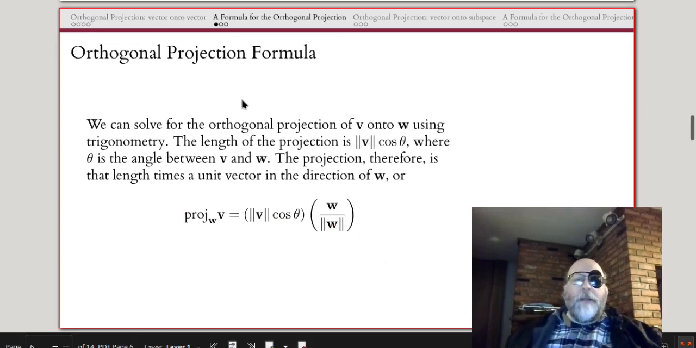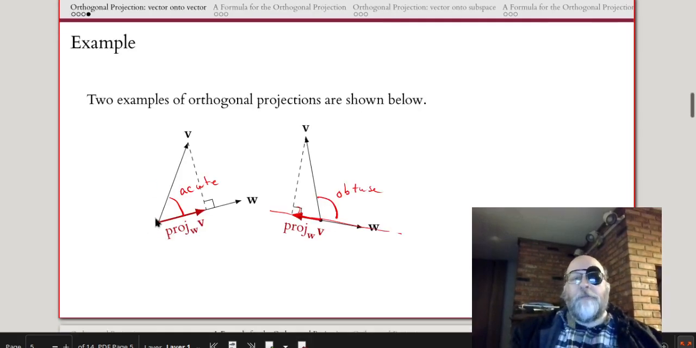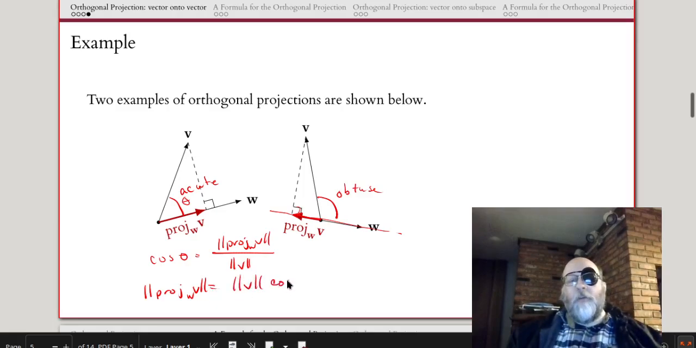And as I was saying, we can solve for this orthogonal projection using trig. So I'm going to go back to this previous example here, and I'm going to draw some stuff on here. If I look at this angle here, the cosine of the angle is the length of the projection over the length of V. Which tells me that the length of the projection is equal to the magnitude of V times the cosine of the angle.